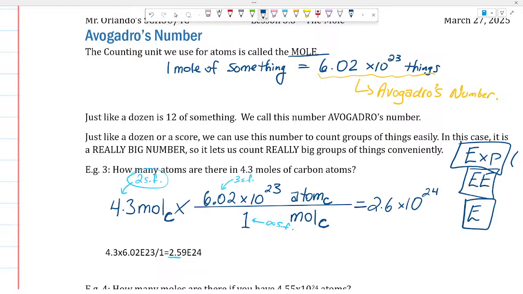Now look at me. If you ever give me an answer on a piece of paper, look at me, that says 2.6 E24, I will go let your dog out and hope it runs away. And I mean it. All right? This is how your calculator may spit it out at you.